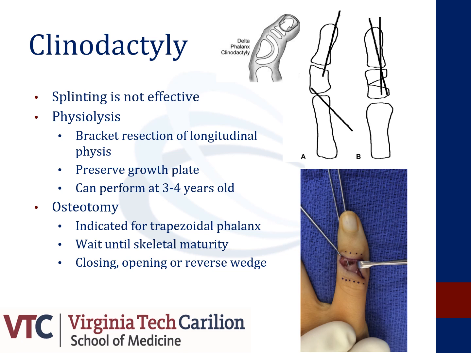In patients in whom a bracket is identified, resection of the longitudinal physis with preservation of the growth plate is indicated, and that can be performed between 3 to 4 months of age to realign the axis appropriately. If there is an abnormal shape of the phalanx, so a trapezoidal or so-called delta phalanx, these patients need to be treated after skeletal maturity with an osteotomy. While a closing wedge osteotomy is technically simpler, it can lead to additional shortening of an already shortened digit. An opening wedge osteotomy with grafting may be preferred in these patients.